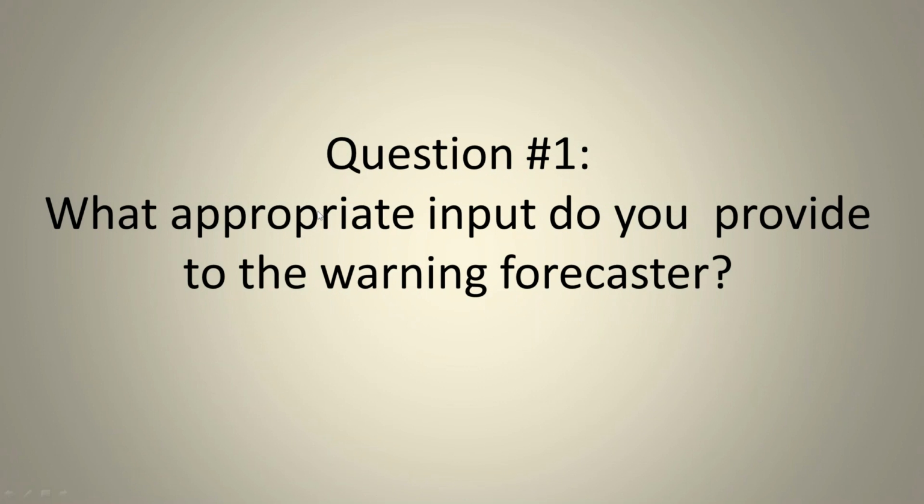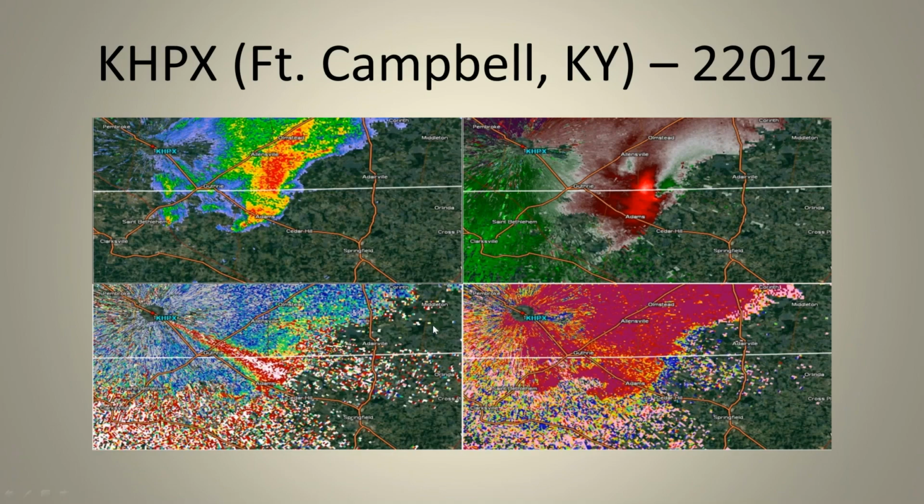So question one, what appropriate input do you provide to the warning forecaster as a severe mesoanalyst? Think about that. Next question, a few minutes later, a radar scan at half degree, looking at 2201. That one thunderstorm is now about to cross over into Kentucky from Tennessee, and now has an inflow notch on the leading side, and now showing signs of convergent rotation.